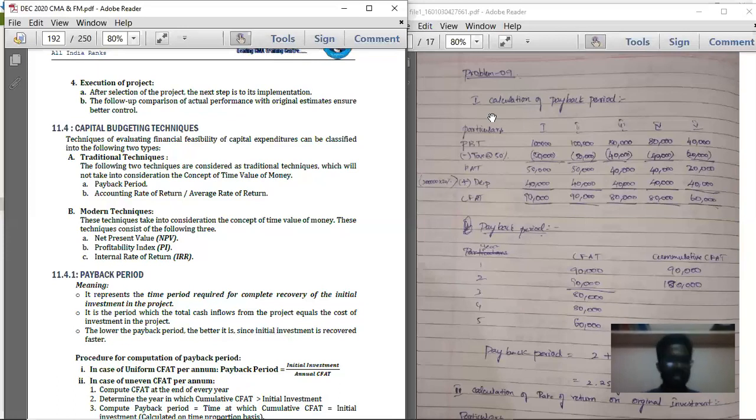So these traditional techniques don't consider the time value of money. Suppose you have 1 lakh today, you should always value it on the basis of present value. For example, suppose you started a business and you are expecting 1 crore at the end of the year as a return. So 1 crore at the end of the year means today the value of that 1 crore will be lower than that 1 crore.